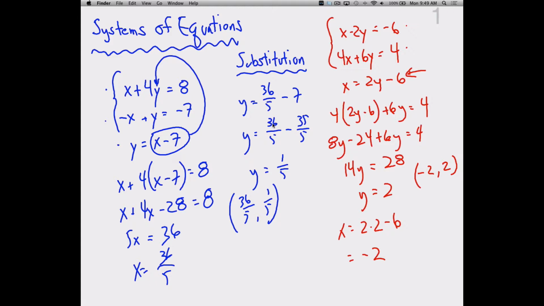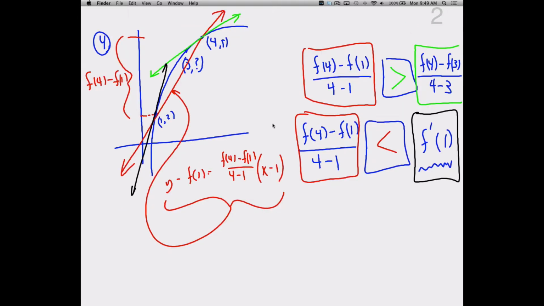Are we ready to move on? No. Why not? Because these just take a long time. Oh, I'm sure it'll get much better. Yeah. Better than that calculus. Second method. Elimination.